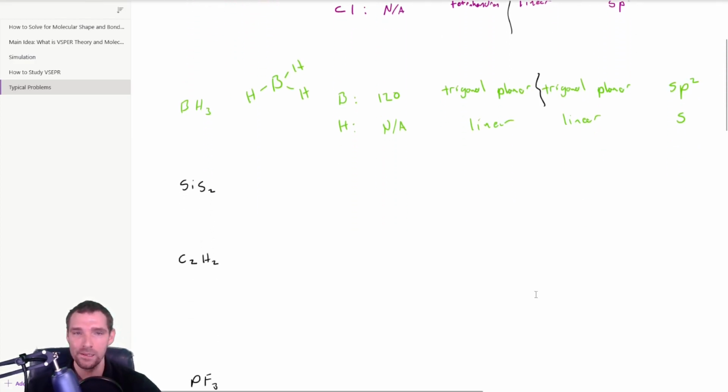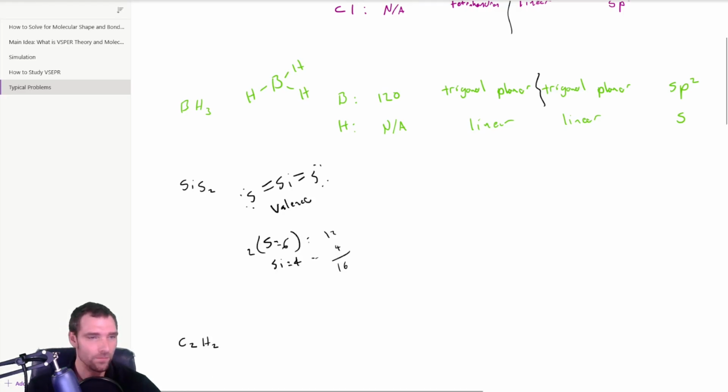Okay. Then if we're talking about silicon sulfide, it looks like we're going to have some sulfurs here, something like that. I've got a feeling this is going to have some more electrons. Give me a second. I'm going to try and figure out how to arrange this.